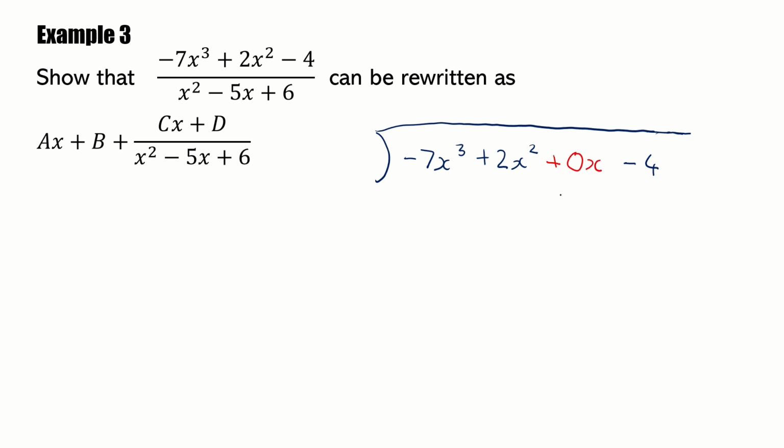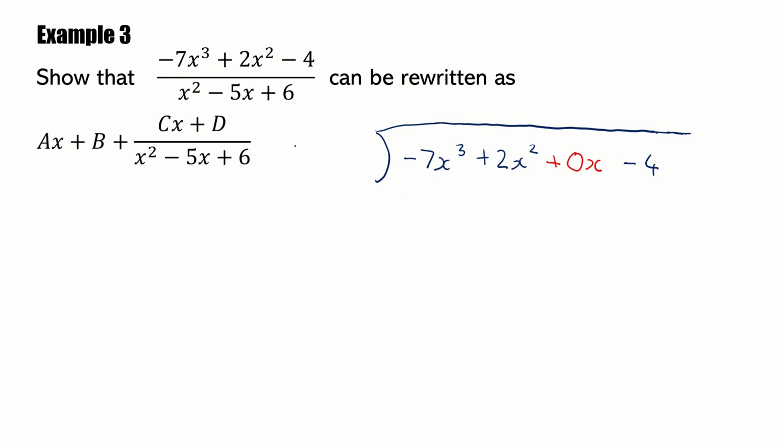Now that's a bit weird because of course, it doesn't make sense to write 0x. It's not wrong technically, but 0 times x is obviously just 0, and we don't write 0 if there's a 0 involved a lot of the time. But you're welcome to write that down if it helps remind you to leave the gap, and also ensure that you've got this nice column aspect to the method being maintained.